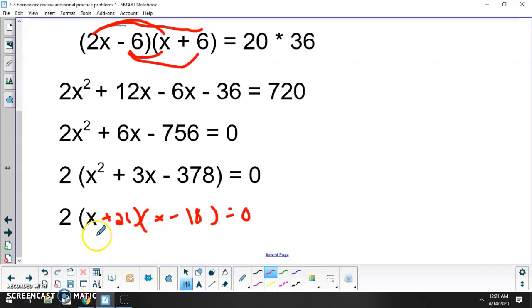Okay, so once you set it equal to 0 here, then you can figure out the answers by doing, how do you find the answers? You set each factor equal to 0. X plus 21 equals 0. X minus 18 equals 0.